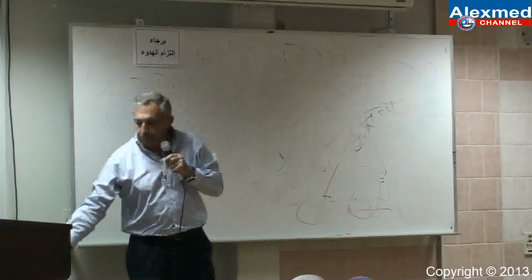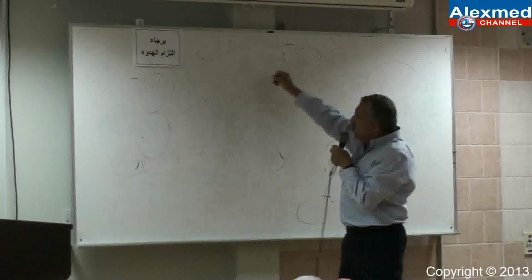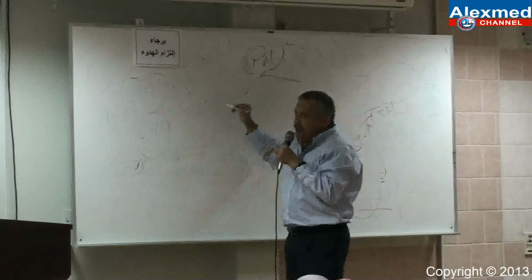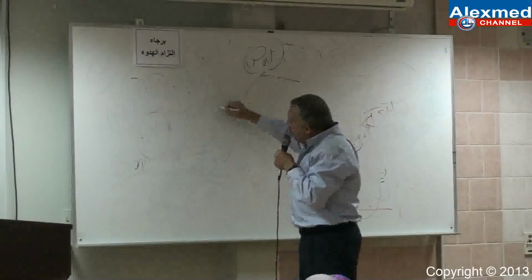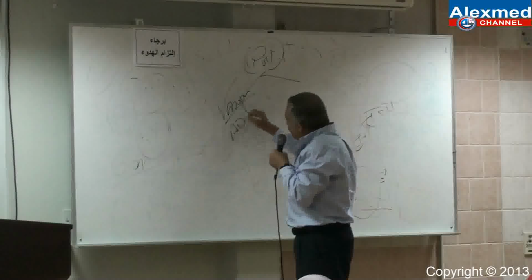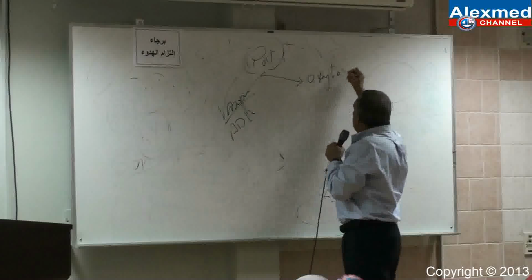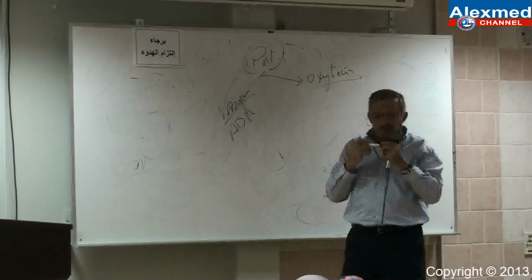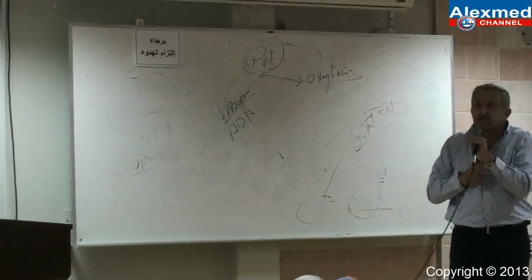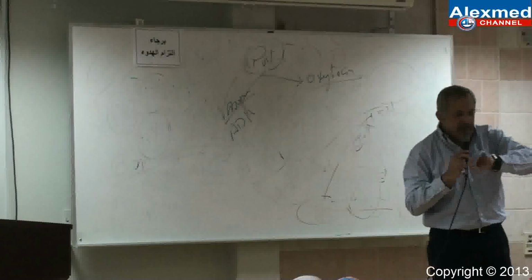Let's see. Posterior pituitary, we have two important hormones. What are they? Vasopressin or ADH, and oxytocin. So, vasopressin or ADH. What is the difference between vasopressin and ADH?